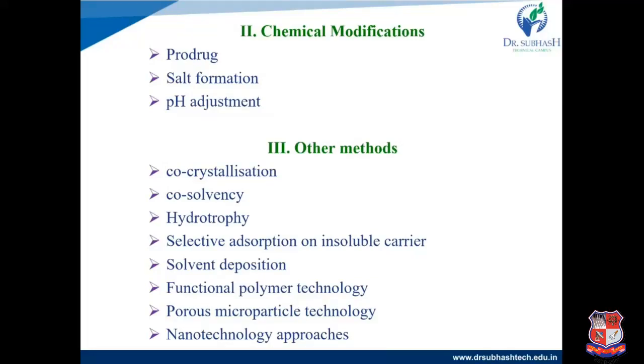Other methods, or miscellaneous methods, are there. In that, co-crystallization. A co-crystal is defined as a crystalline material that consists of two or more molecules held together by non-covalent force. So the co-crystallization method can be used for improvement of solubility. Co-solvency, so we can add a third substance like a co-solvent that improves the solubility. Examples are propylene glycol and PEG, which we can use as co-solvents.